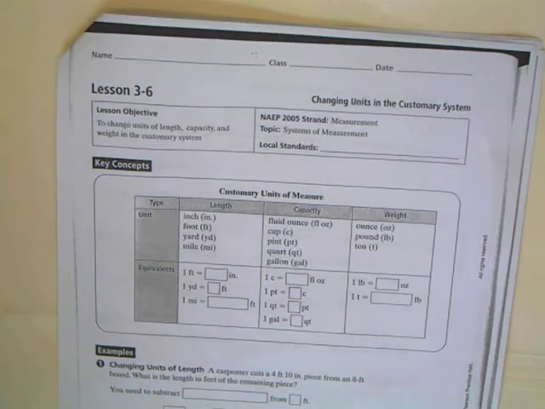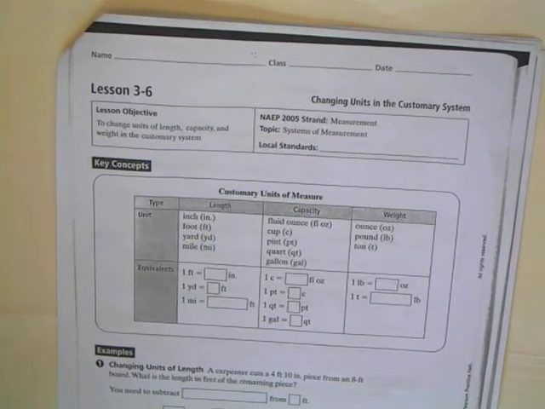Bandu's Math Movies. This is lesson 3-6 for course 2, changing units in the customary system. What we'll be wanting to do in this is to change units of length, capacity, and weight within the customary system.